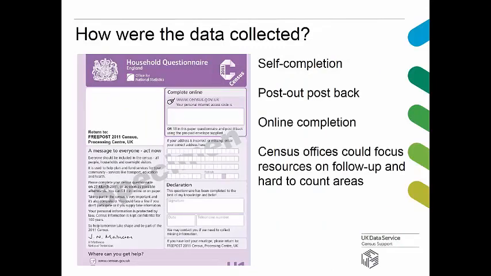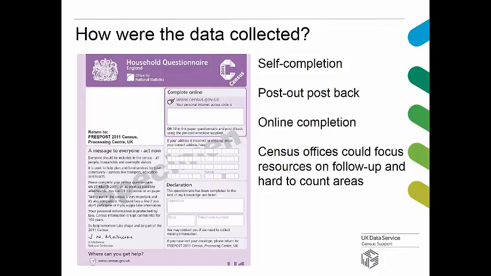Okay, so how was the data collected? Well, ever since 1841, the census has been collected by self-completion, and this is where the household receives a form and the householder fills it in. In 2011, it was something called post out and post back, but there was an option to complete the census online, and around 15% of people in England and Wales filled it in online. I'd have thought it'd be more than that.